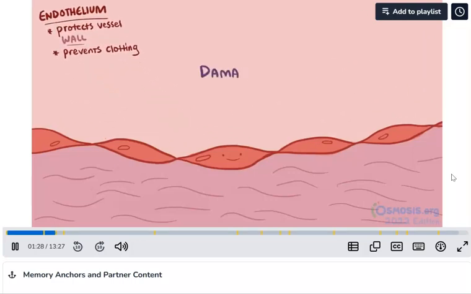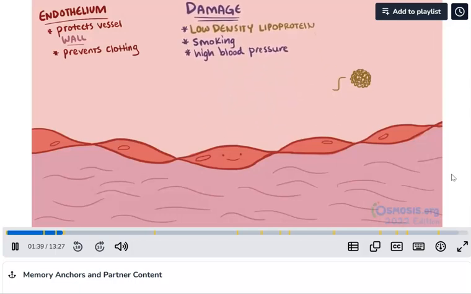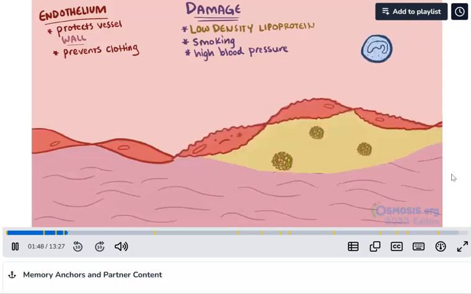Now, your endothelium can become damaged in a lot of ways. Low-density lipoproteins, chemicals from smoking cigarettes, and high blood pressure all wreak havoc on the endothelium, because these irritants break down the endothelium. The damaged endothelium allows low-density lipoproteins to enter the endothelial wall. White blood cells, called monocytes, follow the low-density lipoproteins and break them down through oxidation.